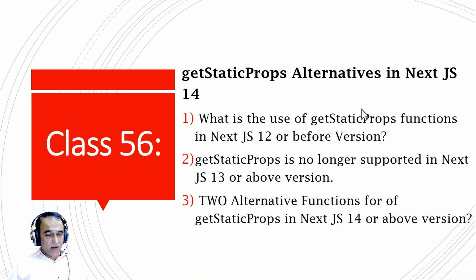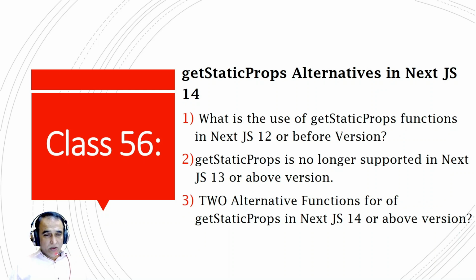So in Next.js 12 and before versions, where we have page routing, remember that we use the pages folder in place of the app folder. It's called page routing. In page routing, we were using the getStaticProps function for client-side rendering or static rendering. But from version 13, which was a beta version for this, and now version 14 is the final version, in version 14 we are not able to use getStaticProps.